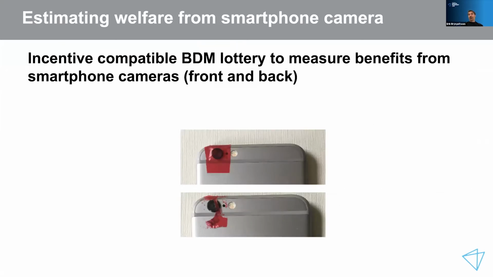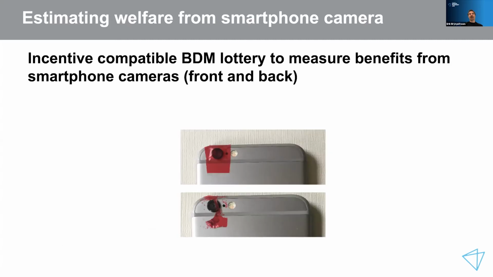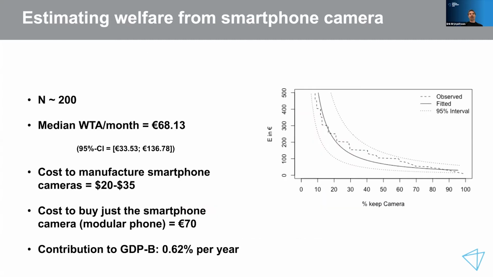We can also do it for non-digital goods. It's a little trickier. We have to be creative. We've tried to estimate the value of cameras on smartphones. You know, they all have these cameras that are really valuable. And so we put this safety tape on that can't be removed without being detected, and paid people if it hadn't been removed for 1 month or different times.